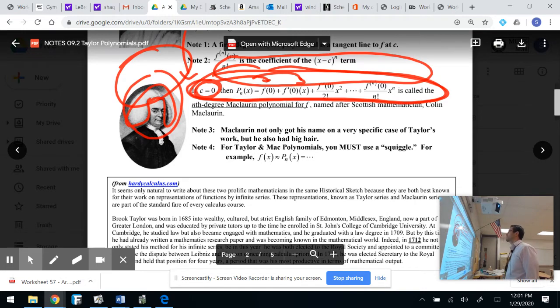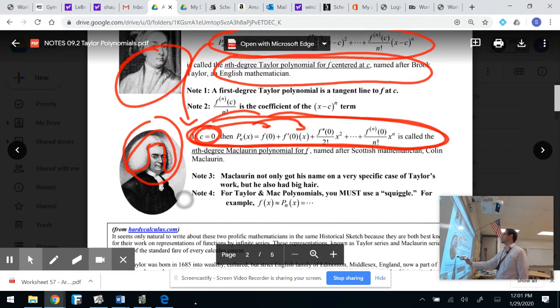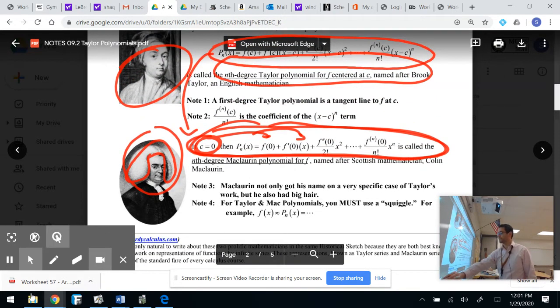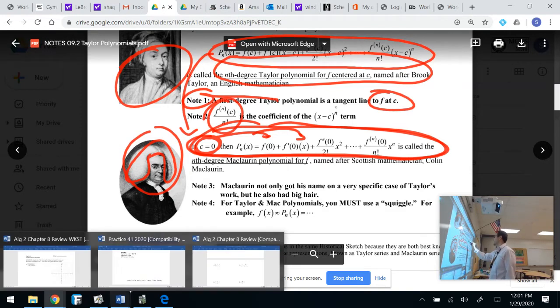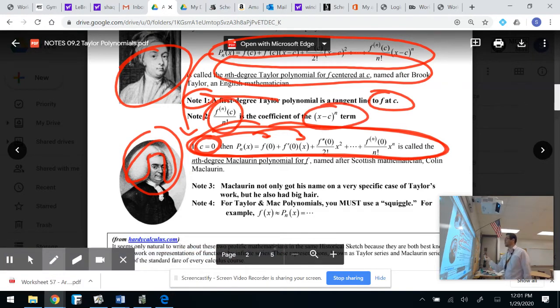All right, a couple notes. I do want to make these notes. Note 1. A first degree Taylor polynomial is a tangent line, right? We just did that. First degree, x to the first, it's a tangent line of f centered at c. Note 2: this right here is the coefficient of your (x minus c) to the n term. What does that mean? Just wait, we'll do it. Note 3: this bad boy, Colin Maclaurin, not only got his name on a very specific case of Taylor's work, but he also had super big fly hair.